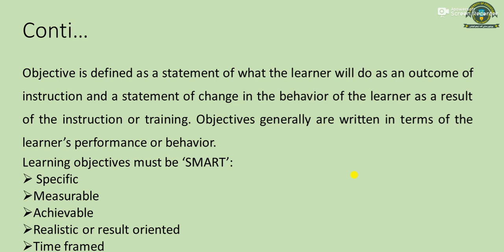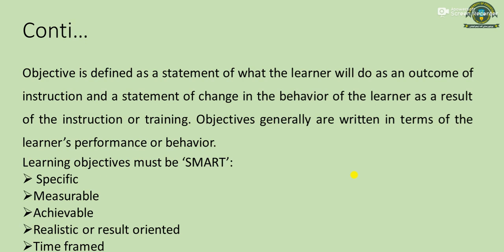Objectives are generally written in terms of the learner's performance or behavior. And one more important thing, the learning objectives must be SMART. S stands for specific, M stands for measurable, A for achievable, R for realistic or result oriented, and the T means time frame. So specific means that there might be so many objectives you can select for the students, but you should specify them according to the level and need of the students.